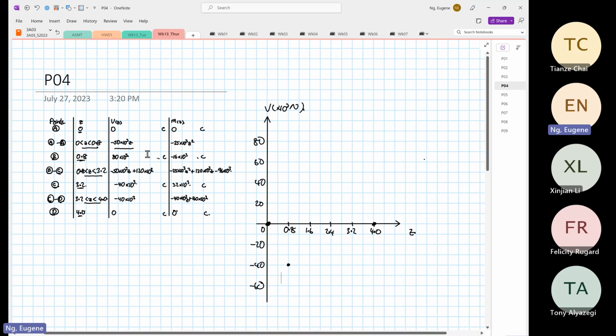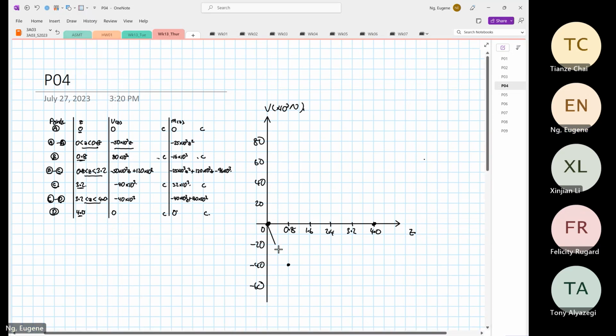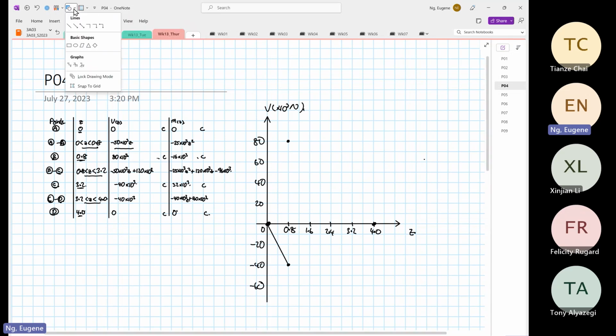And then from here, if you look at the function, it is a first order polynomial, so it's a straight line, coming down. And then at point B, which is z equal to 0.8, it goes to positive 80. This is because we have a support. Okay, so we have a positive 80.